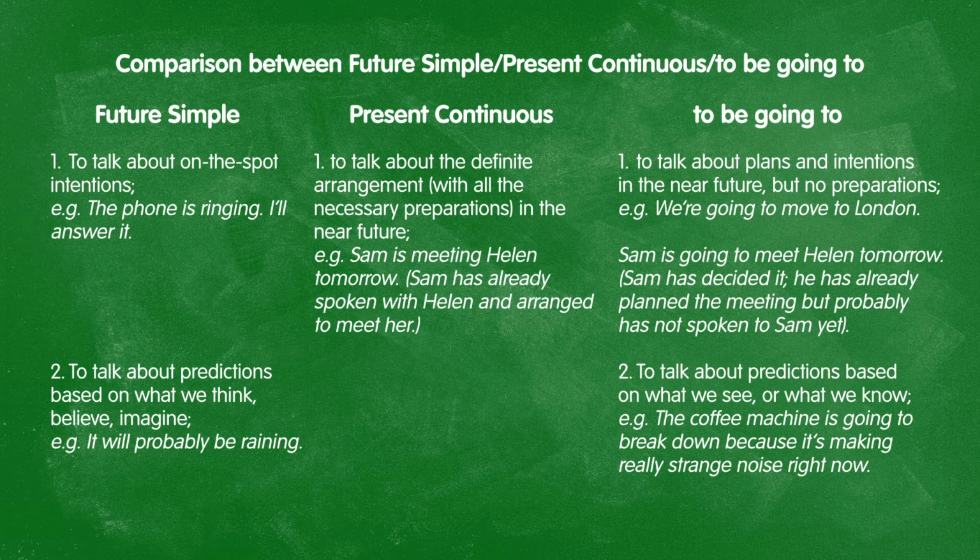The present continuous we use to talk about definite arrangements with all of the necessary preparations in the near future. Sam is meeting Helen tomorrow. These plans have already been arranged and finished. And finally, to be going to, we can use to talk about plans and intentions in the near future, but with little or no preparations.